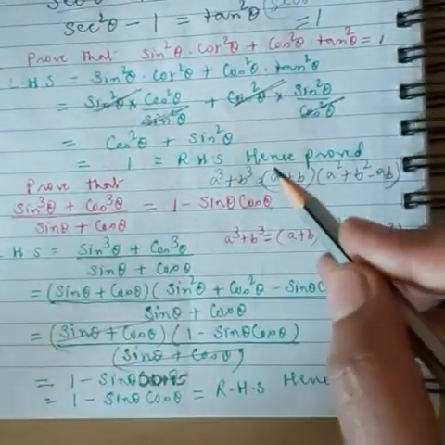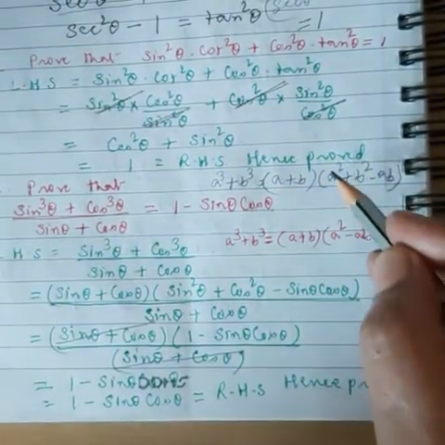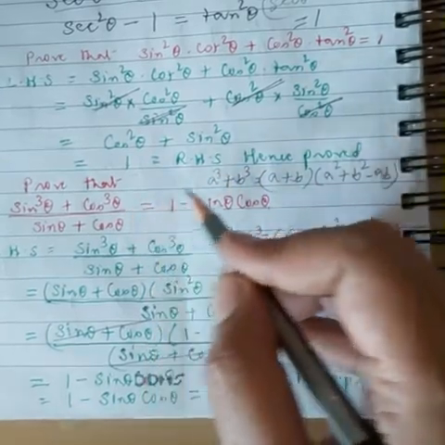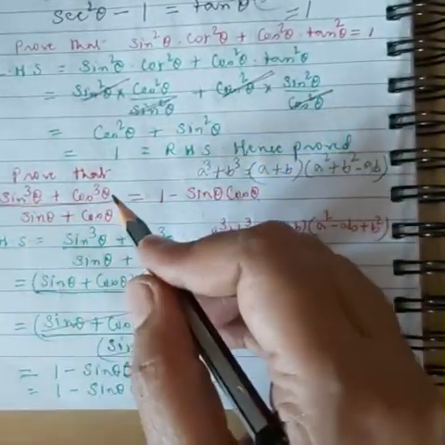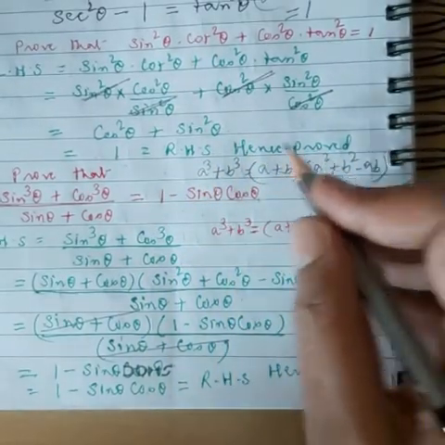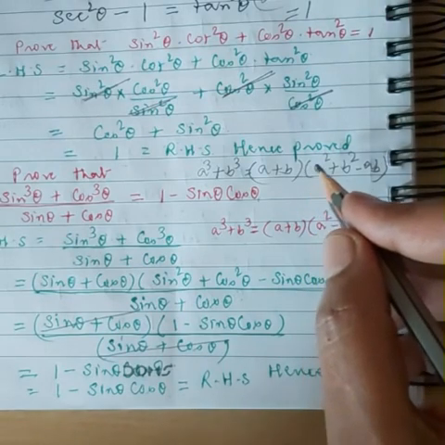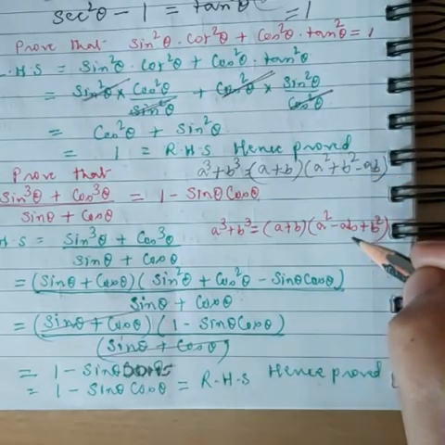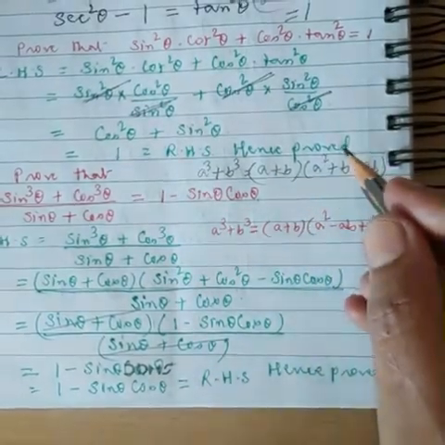So see children, many times we will find that algebraic identities are also required in proving trigonometric identities. So whatever algebraic identities there are, you must write them in your notebook, and revise those identities so that you can use them wherever required.